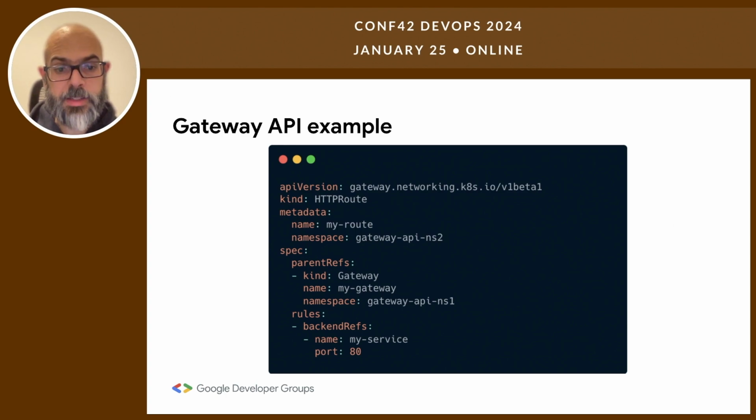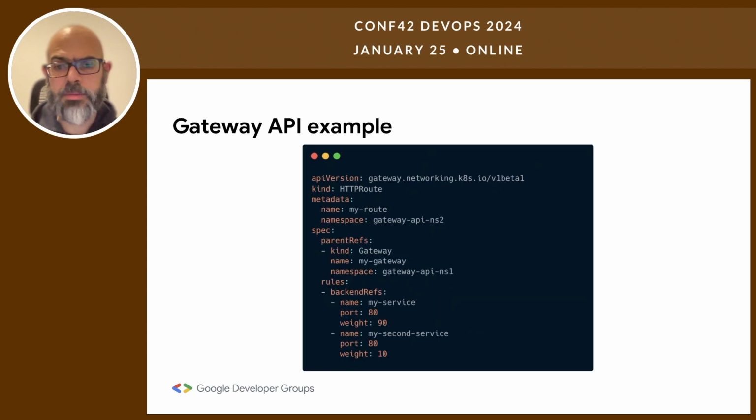We also define some rules, and in this case, we also define the service that backs it. It is the backend for this route. My service on port 80. Well, it's a very simple, easy example. Let's get to some maybe more complex, even if we are still in a simple example.